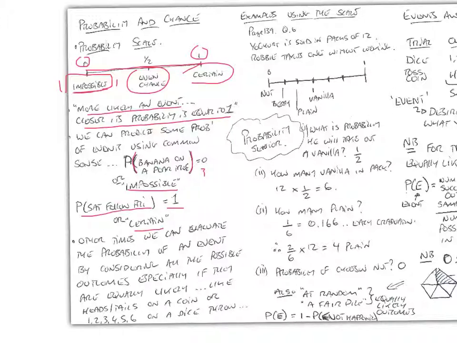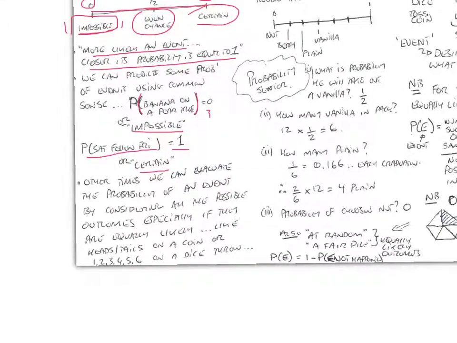It's certain. Other times we can evaluate the probability of an event by considering all the possible outcomes, especially if they're equally likely. And we would have met with this in the junior cycle. Tossing a coin, heads and tails are the equally likely possible outcomes there. Or if we throw a dice, we'll get a 1, a 2, a 3, a 4, a 5, or a 6.